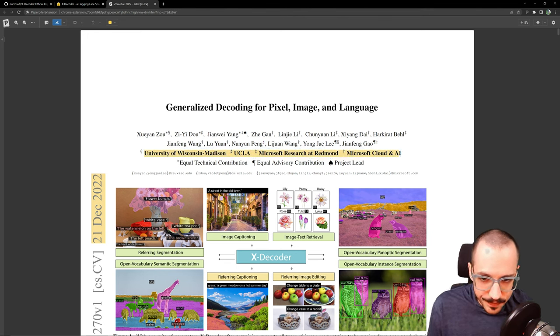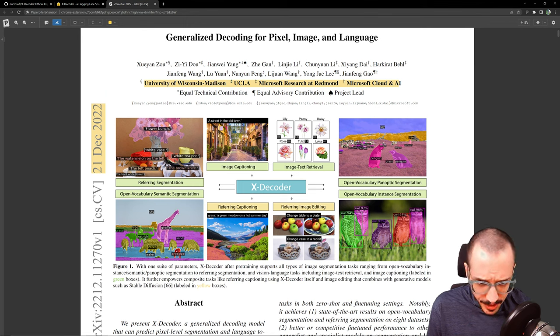There's a lot of weird little asterisk things here. They have a star for equal technical contributions, so you have these three people here. You have the little paragraph symbol for equal advisory contributions, so these two guys here. And then you have the little spade sign for the project lead who is here. Yeah, maybe a little overboard on all the different symbols, but cool to see.